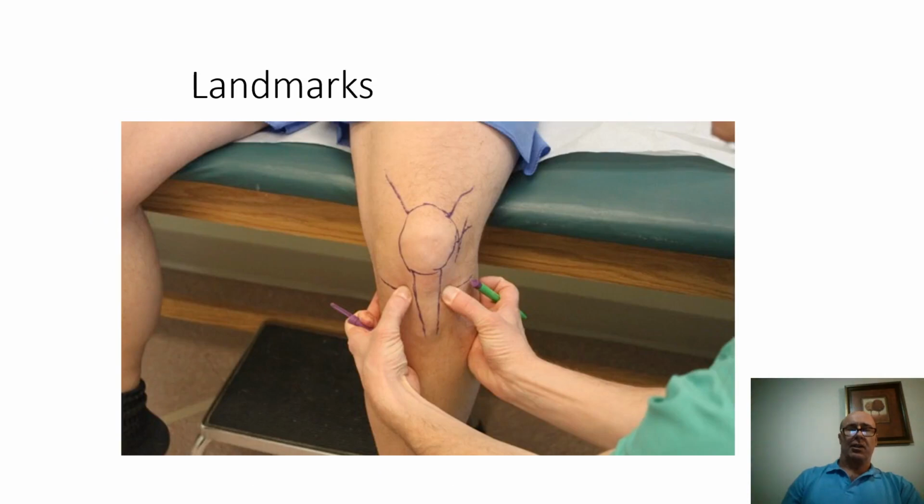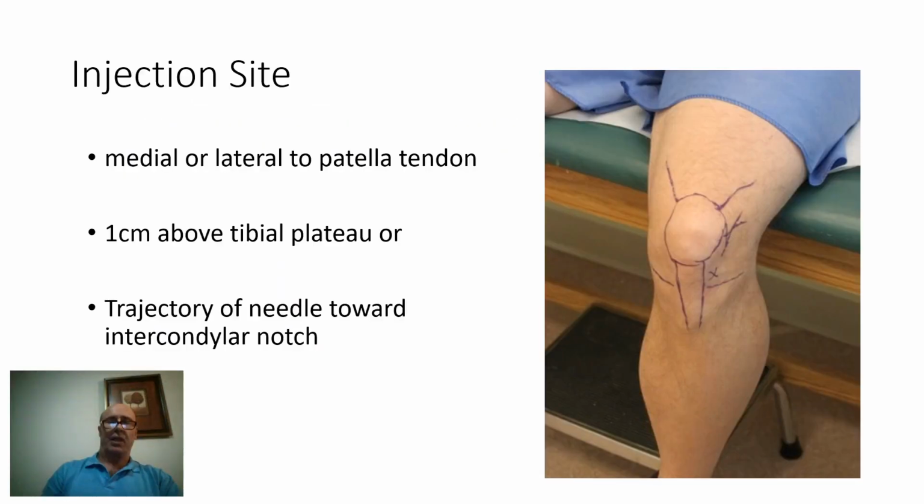I've drawn in the landmarks there, and you get an appreciation of where you want to be going. Obviously, be mindful not to inject into the patellar tendon. You can choose to go medial or lateral to the patellar tendon. I prefer laterally because it's just slightly more convenient. You want to be going a centimeter above the tibial plateau, so you can put your thumb on the tibial plateau and go just above your thumb, aiming for the center of the knee, for the intercondylar notch.